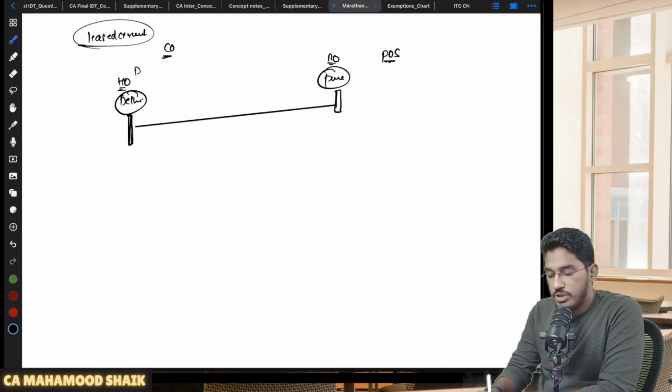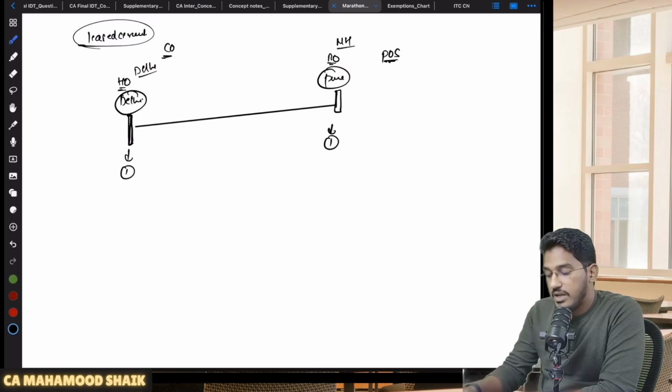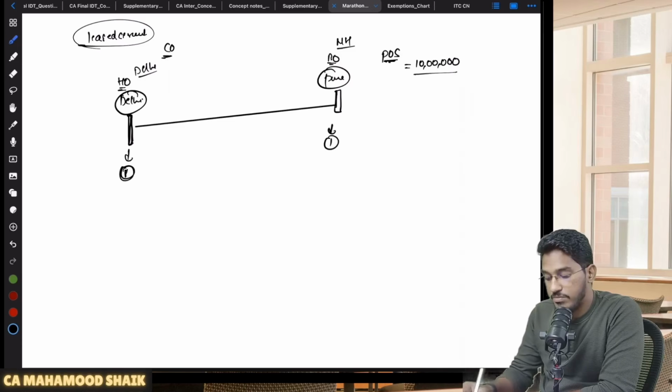Place of supply will be both. Place of supply will come in Delhi also, and in Maharashtra also. On what ratio do I have to decide, sir? On the basis of number of points in each state or union territory. In Delhi, I have 1 point. In Maharashtra, I have 1 point. Let us say total consideration I am getting for this is 10 lakh rupees. In which ratio do I have to divide? In 1:1 ratio, because I have 1 point in Delhi and 1 point in Maharashtra. So 5 lakhs place of supply will be Delhi, 5 lakhs place of supply will be Maharashtra.